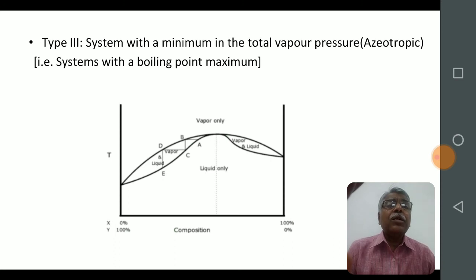It will be observed from both sides. Hence, we cannot separate both liquids from the same solution. We can obtain only one liquid in the pure form by fractional distillation of such a system. The example for this system is the HCl and water system.